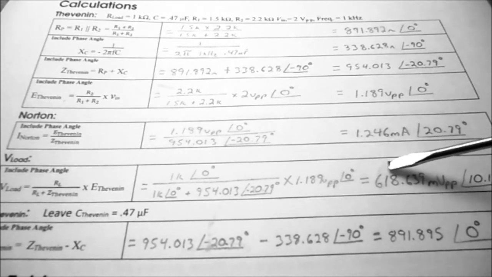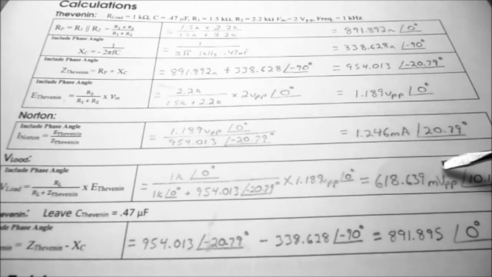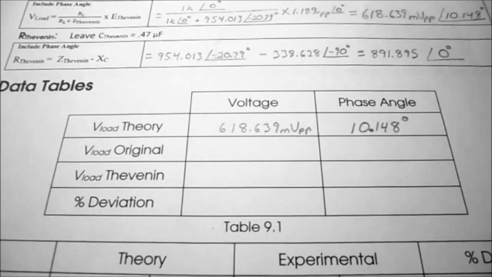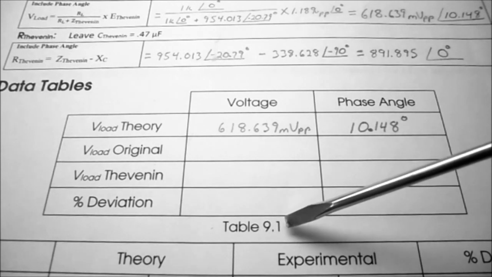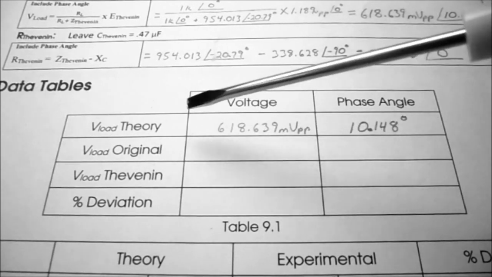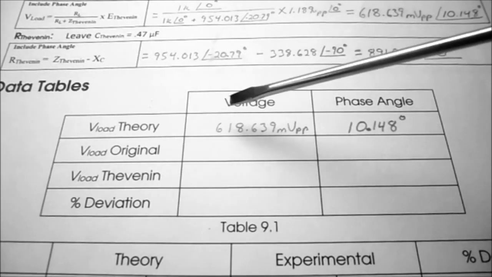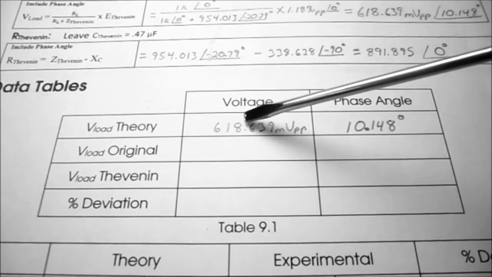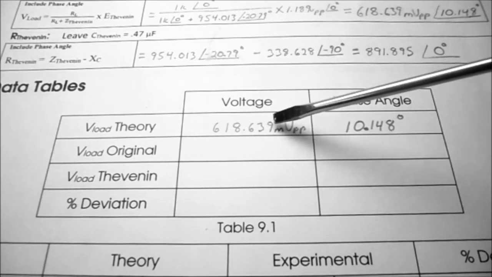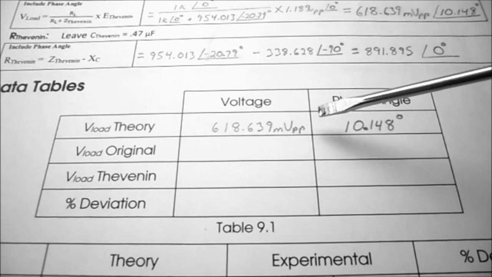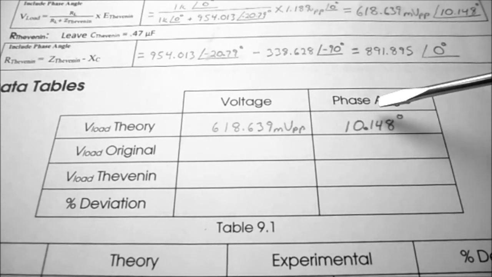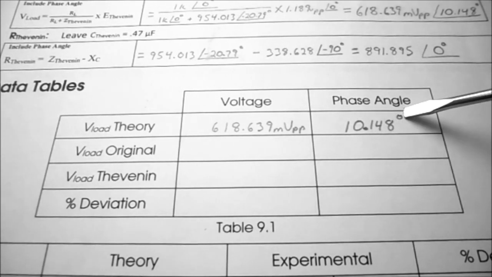And this will work out to 618.639 millivolts peak to peak at an angle of plus 10.148 degrees. So on table 9.1, for V load theory, I've recorded the voltage as 618.639 millivolts peak to peak, and the phase angle is 10.148 degrees.